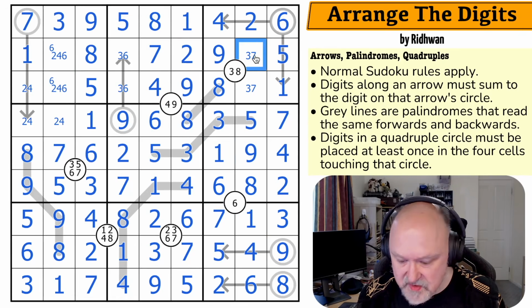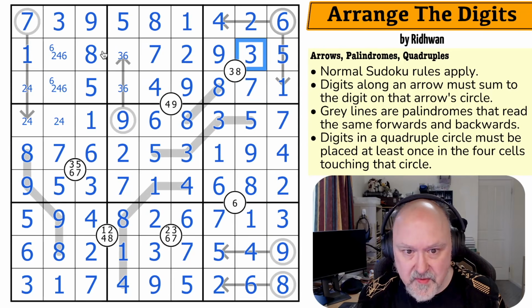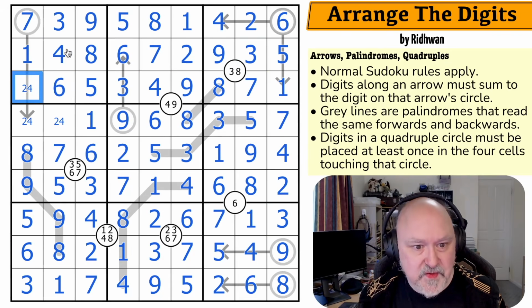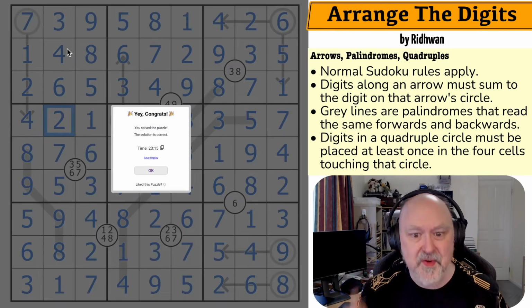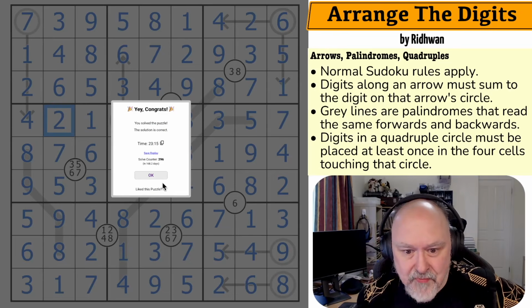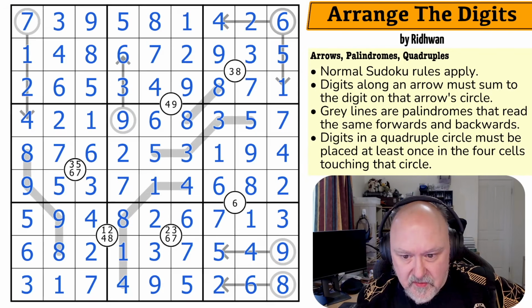The 7 looks across, making that the 3 and that the 7. The 3 looks across, making that the 6 and that the 3. Means this isn't the 6, this is the 6. And the 2 looks across, making that the 4, which makes that the 2, which makes that the 4 and that the 2. And that is the solution to Arrange the Digits by Ridhwan. What a puzzle!